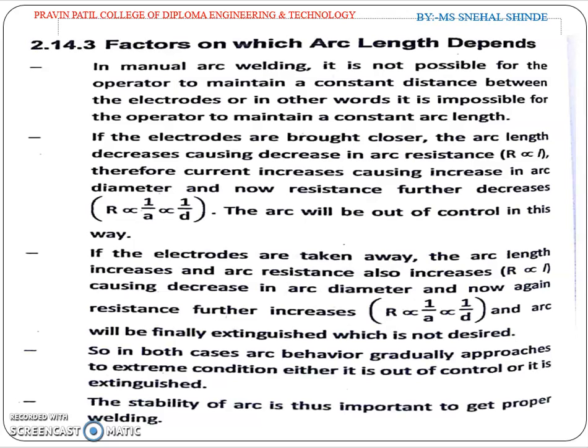If the electrodes are taken away, the arc length increases and the arc resistance also increases. That is, R is proportional to L, causing a decrease in arc diameter, and now again resistance further increases, and the arc will finally be extinguished, which is not desired. So in both cases, arc behavior gradually approaches an extreme condition. Either it is out of control or it is extinguished. The stability of the arc is thus important to get proper welding.